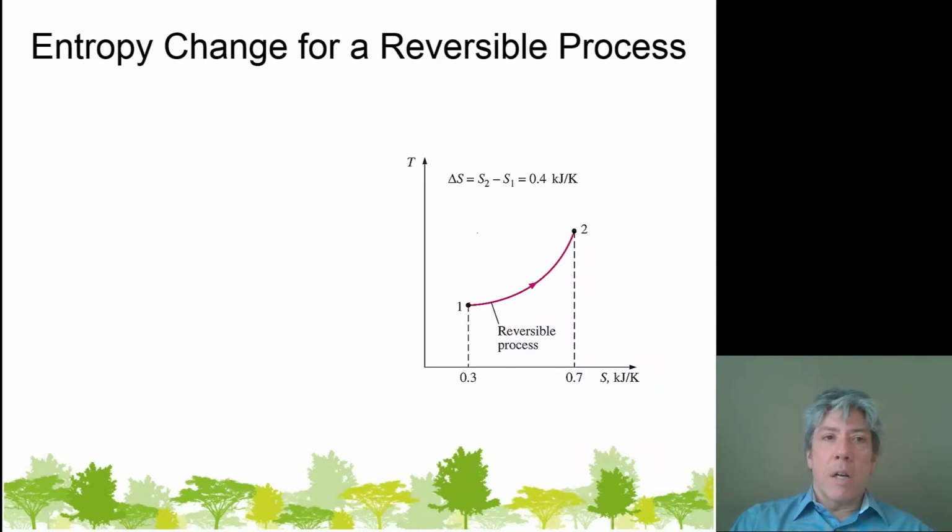So finally, we can talk about the entropy change for a reversible process. If we have a system that is completely reversible and the system moves from one state to another, you notice the TS diagram there on the page, and we go from, say, 0.3 to 0.7 kilojoules per Kelvin for the system. Remember, entropy is a property of the system. Then we can calculate the change in entropy of the system as simply the difference in the entropies at those two states, so 0.4 kilojoules per Kelvin.